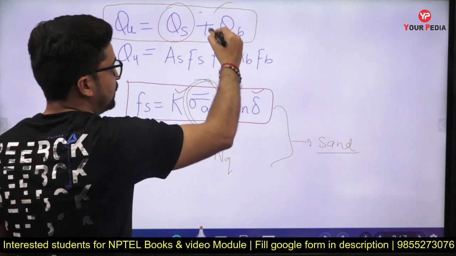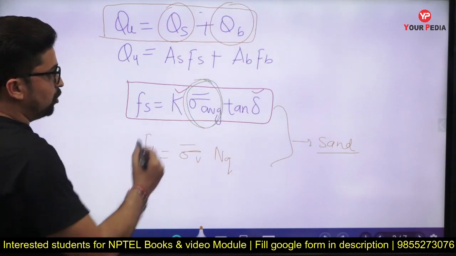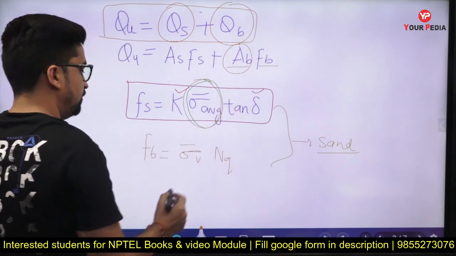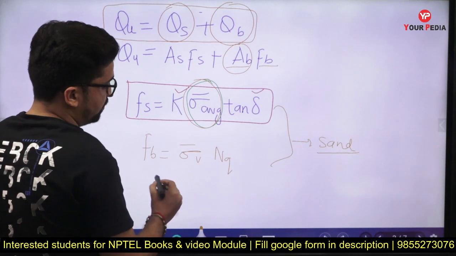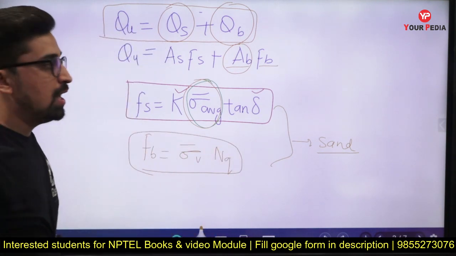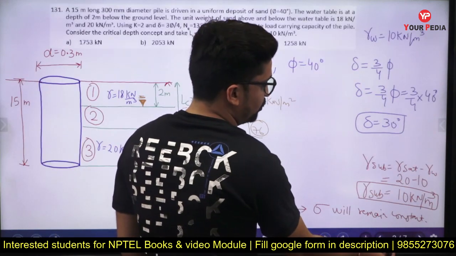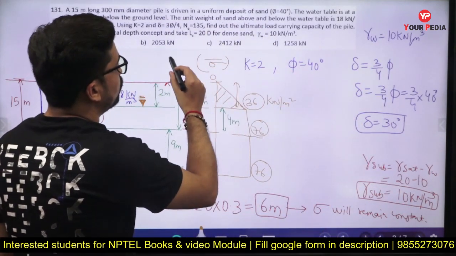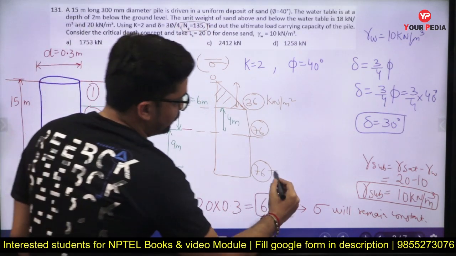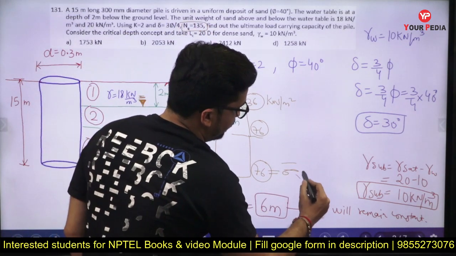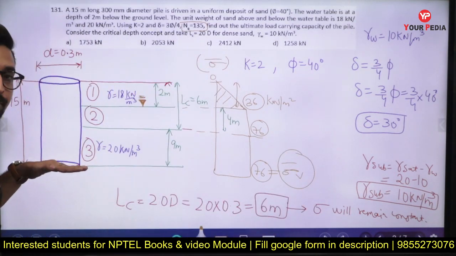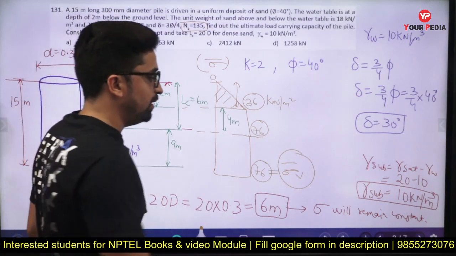Therefore, now what we are left with is, we have found out the QS value. Now we need to find this QB, and we know that QB will be AB into FB. We know AB, and FB is given by sigma bar vertical into NQ. NQ they have already provided in the question. NQ is equal to 135, and sigma bar vertical will be this value. Sigma bar vertical will be at the bottom of the pile, because at this level only the point bearing action will be happening, right?